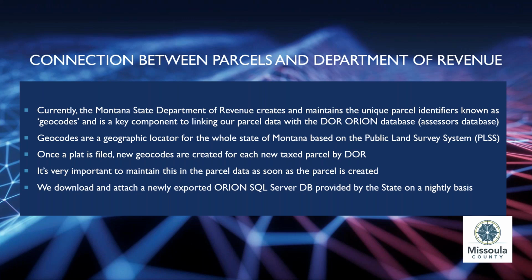Geocodes are basically a geographic locator for each parcel in the whole state, and it's based on the Public Land Survey System, the PLSS. Just by looking at a geocode, you can tell what county it's in, what township and range it's in, what section it's in, what quarter section it's in, and it goes all the way down to the lot level, and then to the parcel level.